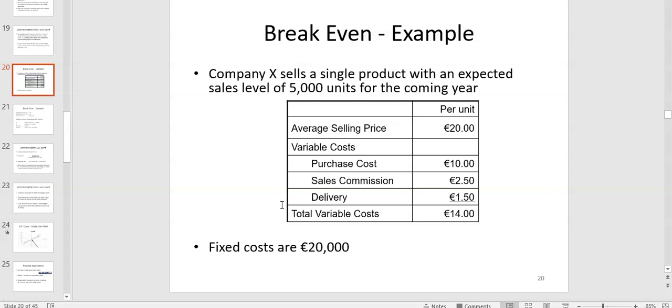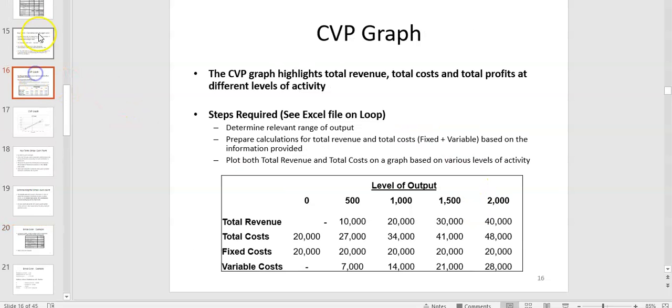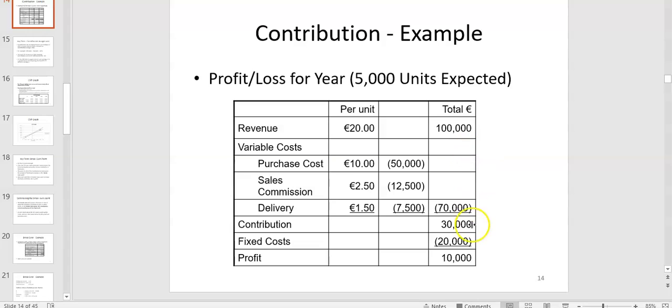The first way is the full approach, where I restate everything. I've given you 5,000 up here. I could restate that all for 7,000. So change the revenue, change variable costs, purchases, commission, delivery, and of course the fixed cost will not change. And I could restate the full thing.